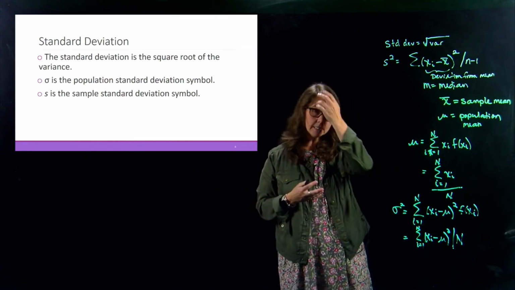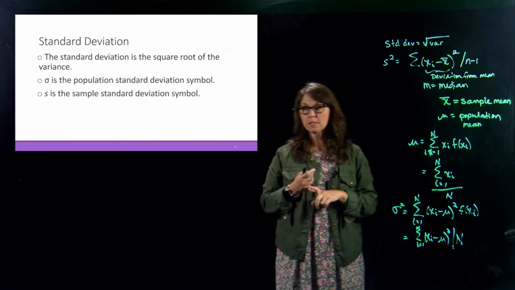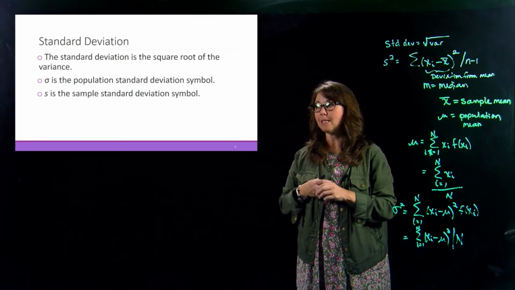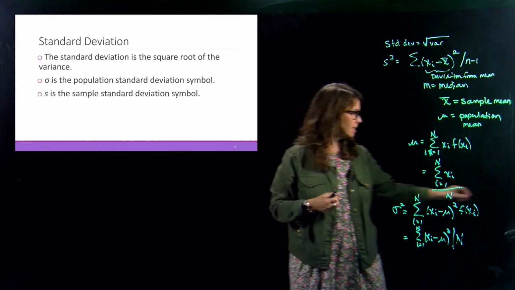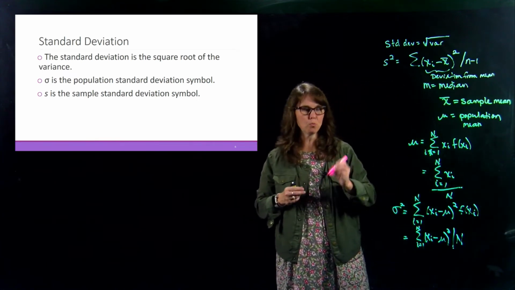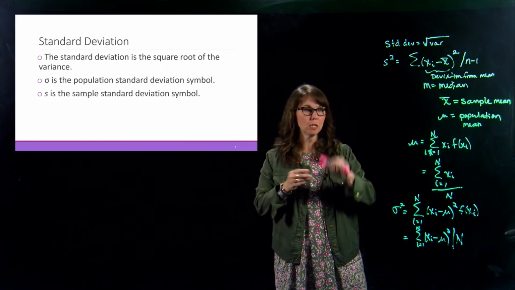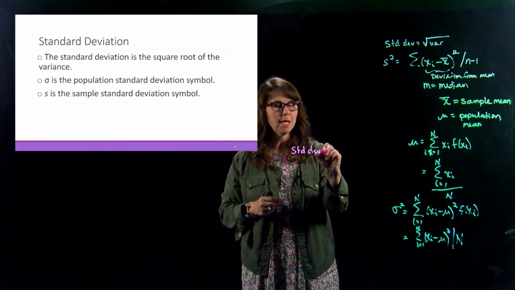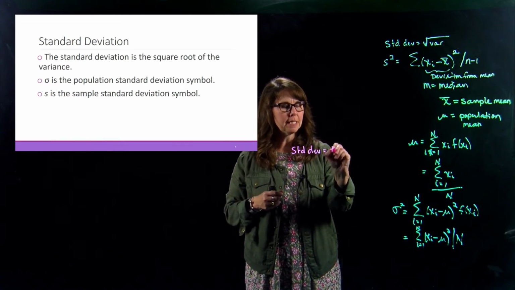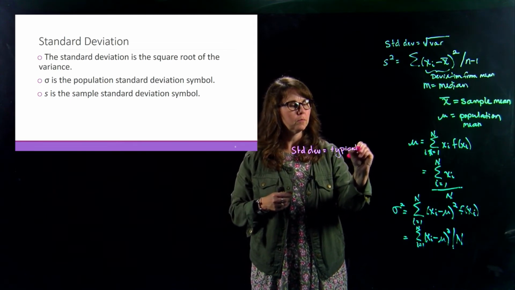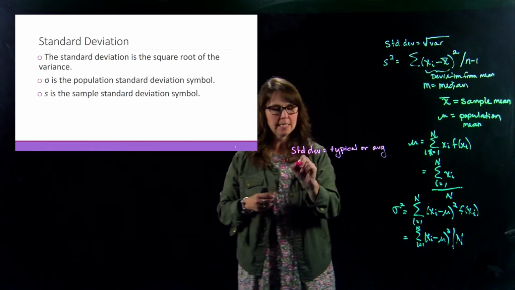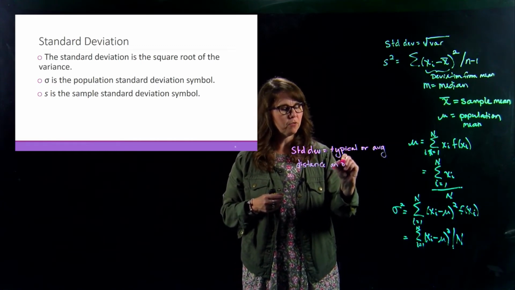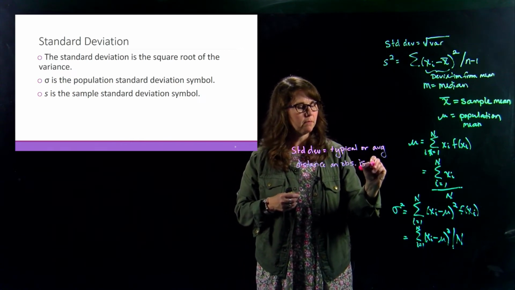So standard deviation, as I said, it is the square root of the variance. Sigma is going to be the population standard deviation. S is going to be the sample standard deviation. And as I said, and I'll write this down for you because this is an important way to think about standard deviation, and this is just a heuristic definition, it is the typical or average distance an observation is from the mean.